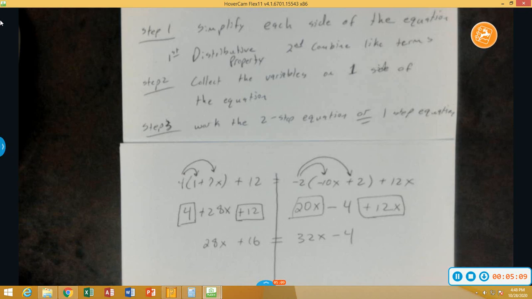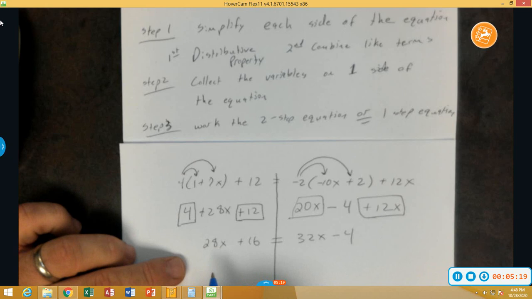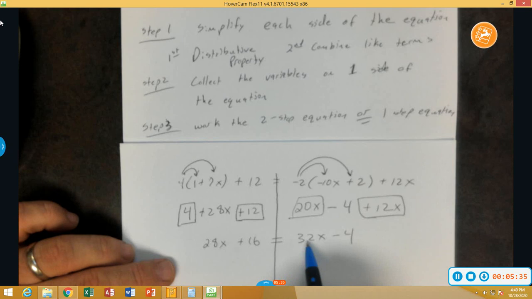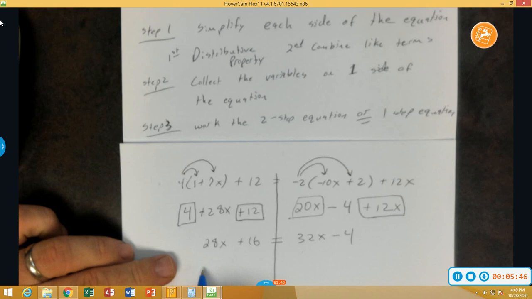Notice we can move the 28x's over by subtracting 28x, because 28x minus 28x is 0x, and that's what we want to do, get rid of them. You do the opposite of whatever it is. If it's a positive amount of x's, you subtract. If it's a negative amount of x's, you add. Subtracting 28 from this side, 32 minus 28 gives me a positive 4. I could have also moved the 32x's by subtracting 32x, but then 28 minus 32 would give me a negative 4. So I'm going to go the positive way.